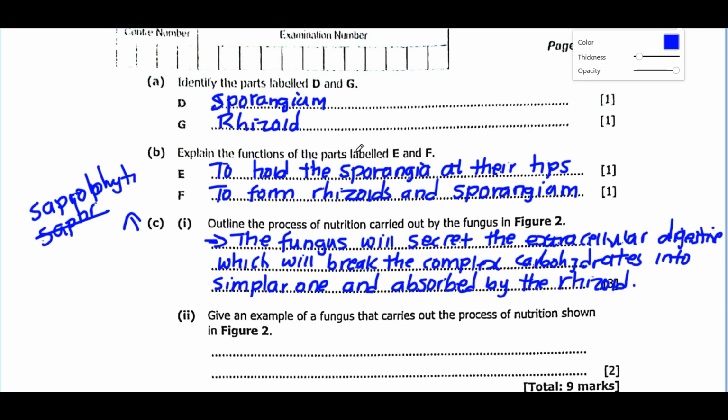Then for Roman number 2, give an example of a fungus that carries out the process of nutrition shown in figure 2. Give an example of a fungus. So Rhizopus is an example. So it can be Rhizopus, it can be mushroom, it can be muka. There are so many. So that's it for this video. Thanks for watching.